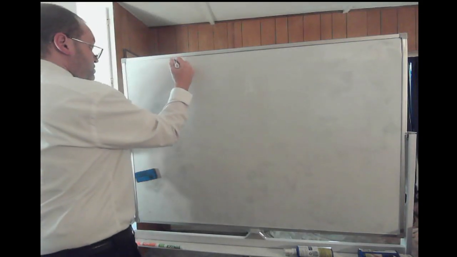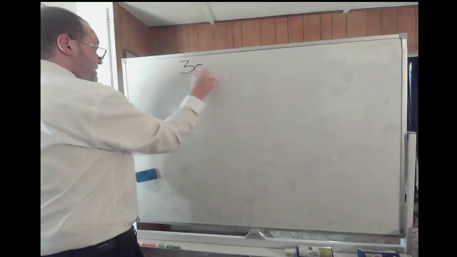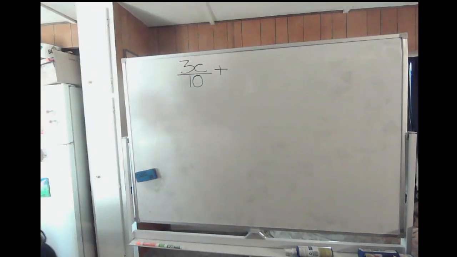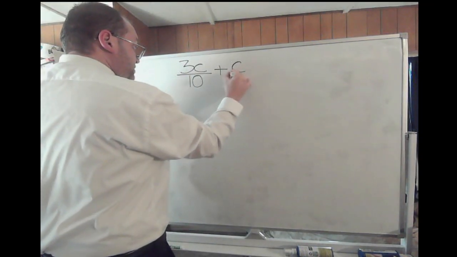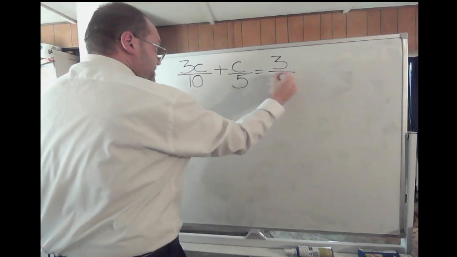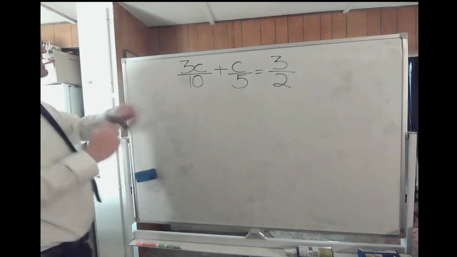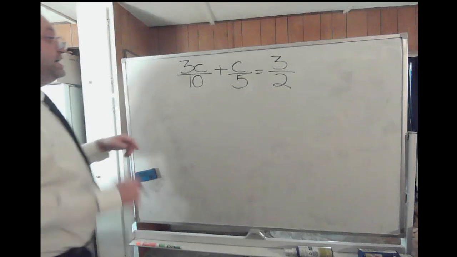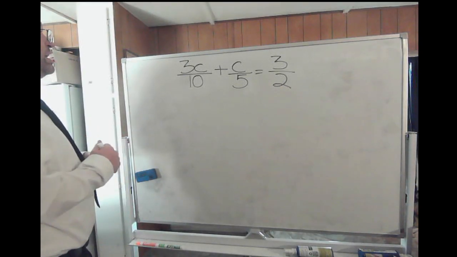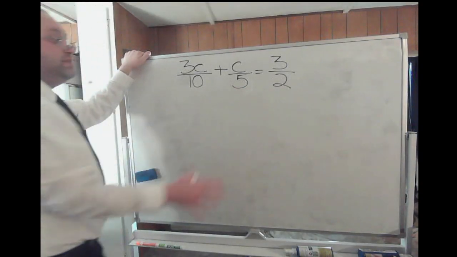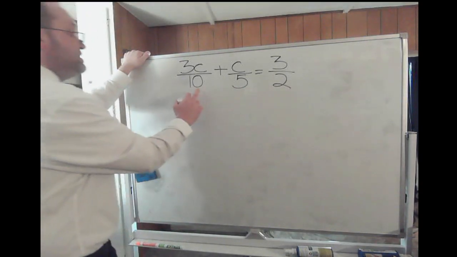Alright, what's next? We have 3c over 10 plus c over 5 equal to 3/2. Alright, so we got 3c over 10 plus c over 5 equal to 3/2. Well, we need to find the least common denominator of the 10, 5, and 2. I think it's safe to say our least common denominator is 10.